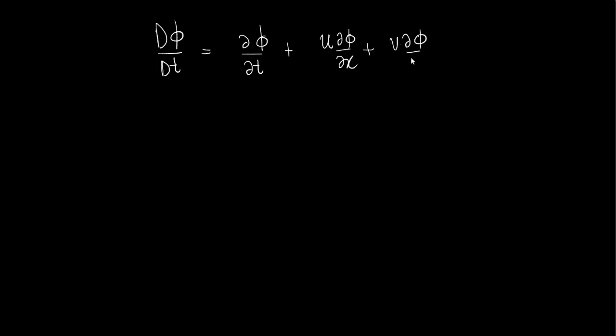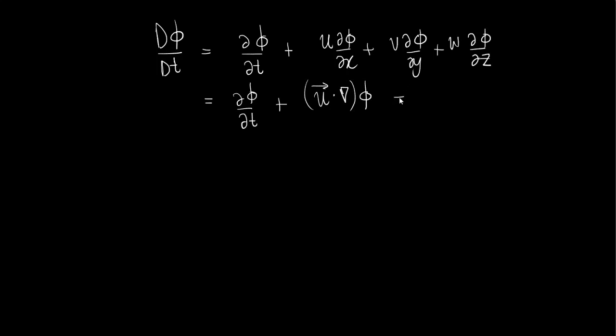So the expression that we had arrived at yesterday is that for any scalar variable, it can be scalar, vector, doesn't matter, the total derivative is equal to the local temporal derivative plus u del phi del x plus v del phi del y plus w del phi del z. And equivalently, in a vector notation, this was written as u dot nabla operating on phi.